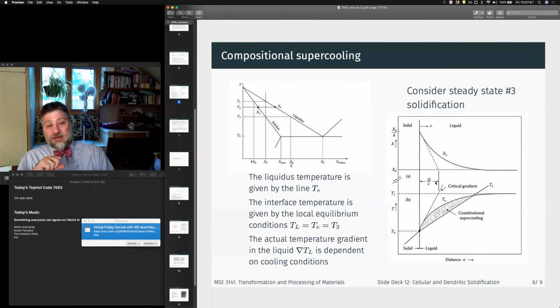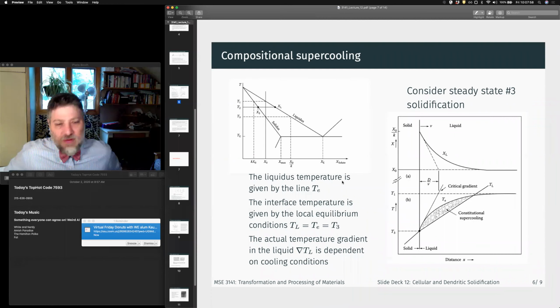And talk about how we use this alloy solidification with zone refining to make really pure materials such as semiconductors, silicon and germanium, for functional materials.